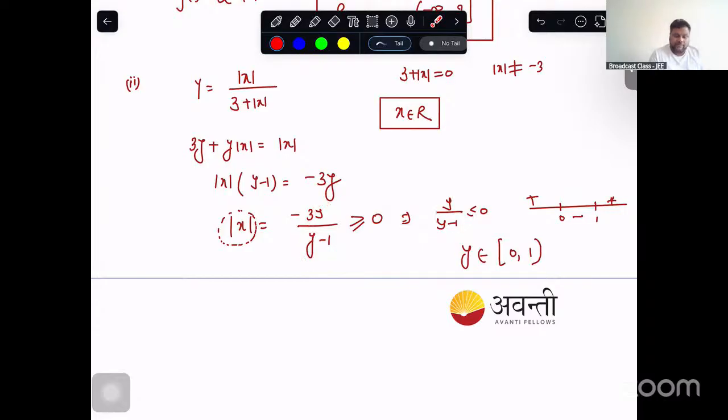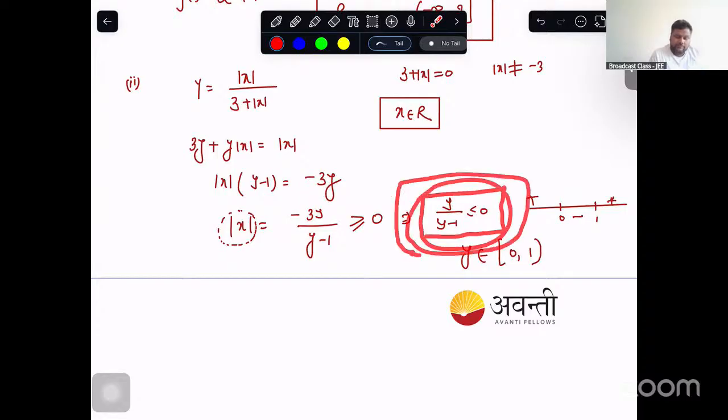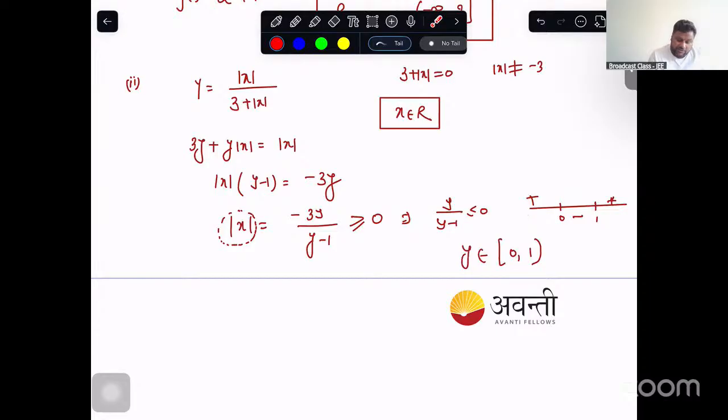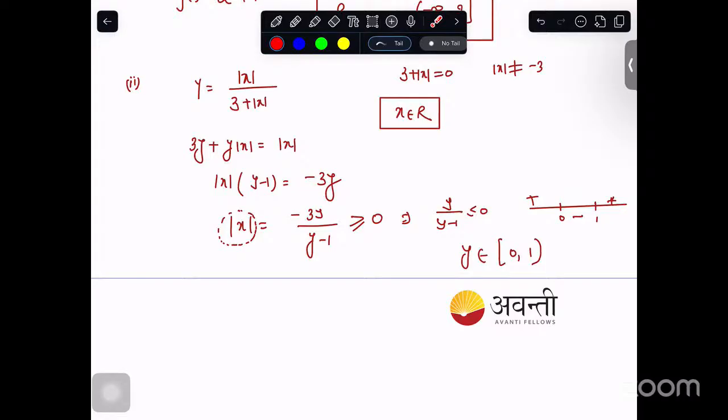Am I correct? So this y upon y minus 1 should be less than or equal to 0. And now from there we can conclude y lies between 0 and 1. Tejaswini, understood, beta? Yes, sir. Very good.